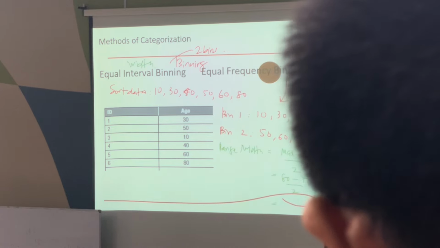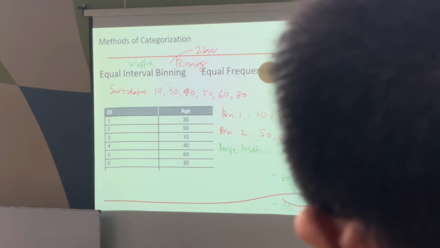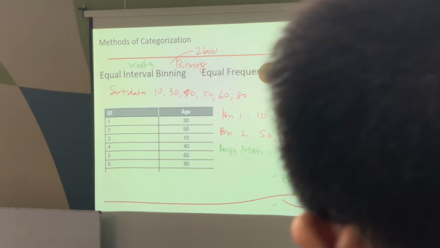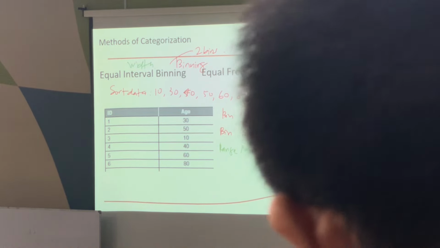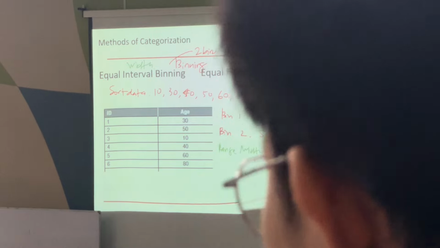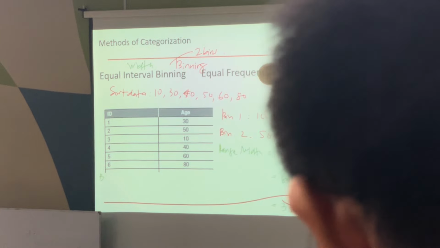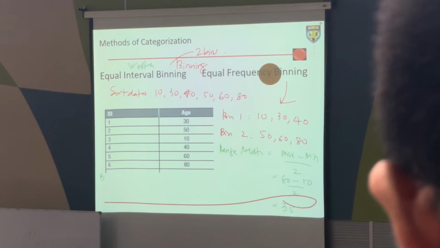So what is the answer? 35. So this one is not complicated, it's simple. And then after you have identified the width, you need to identify what is the range for bin 1 and bin 2.